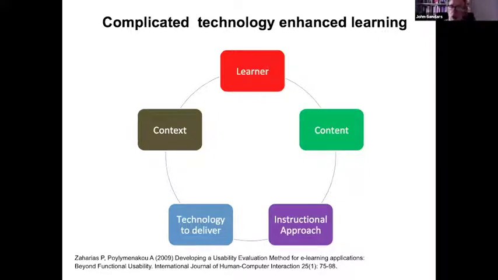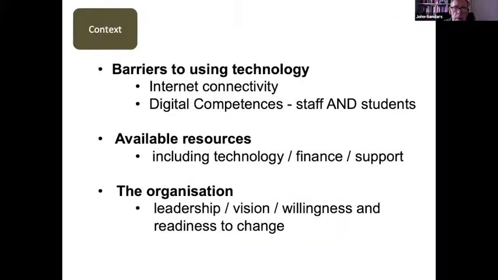So there isn't one perfect technology for teaching or learning. There's not one at all, and there never will be. It depends on the learners, on the content, the instructional approach, the technology, and the context. And our skill as medical educators is to make sure that these are aligned, and that is a real skill. But without it, technology will not be effective. We need to particularly consider the context.